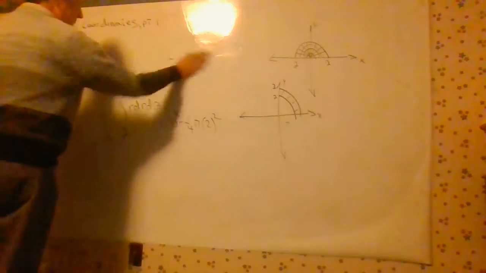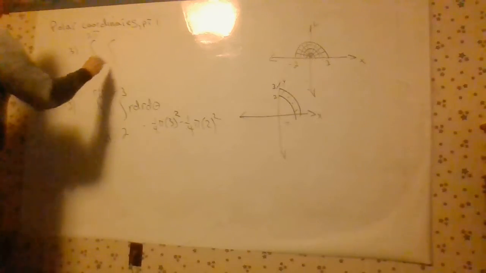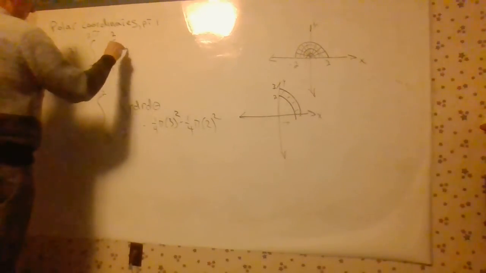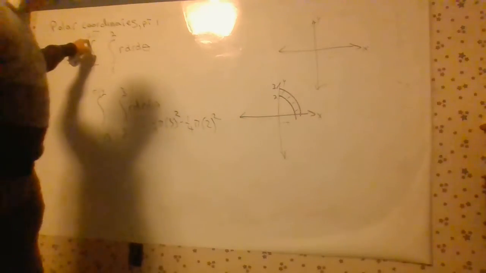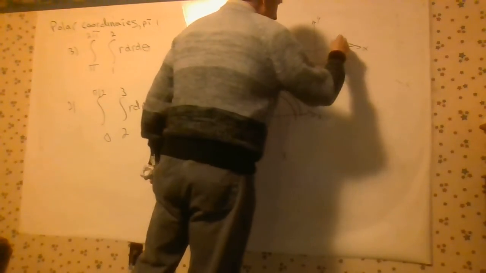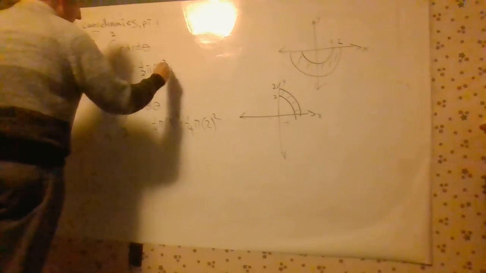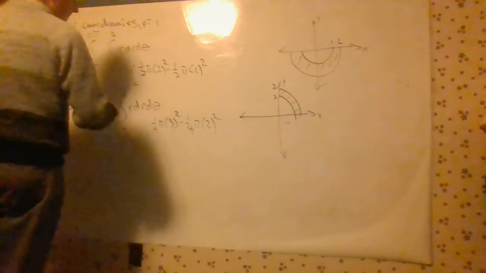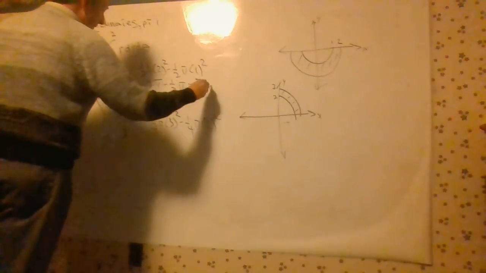So here are a couple more examples. Suppose we have the integral from pi to 2 pi and the integral from 1 to 2 of r dr d theta. Now we're going from pi to 2 pi, so that would be down here. This region, that would be 1, that would be 2. Now we can compute that area as 1/2 pi times 2 squared minus 1/2 pi times 1 squared. That's 4 divided by 2 is 2 pi, minus 1/2 pi, which is 3/2 pi.